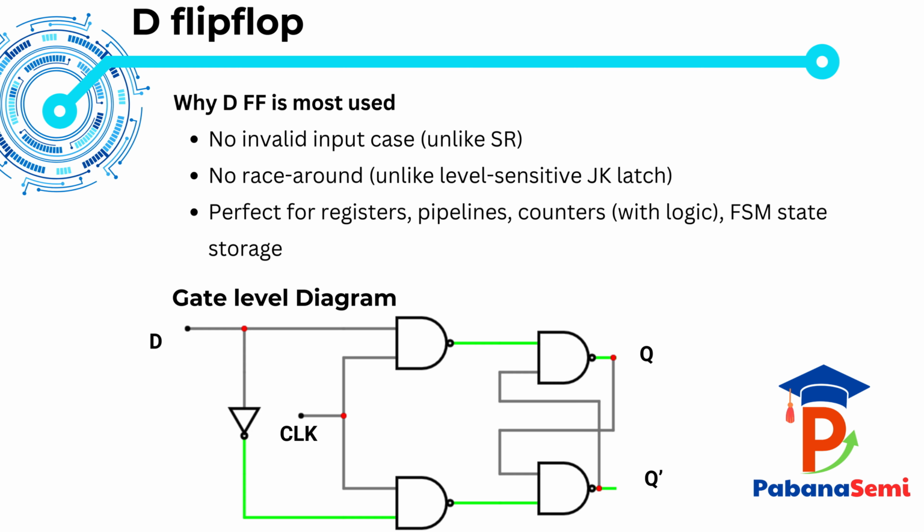Now look at the gate-level diagram shown below. Internally, it is built using gating logic and feedback to store one bit reliably. Even though the internal structure uses gates and feedback, the external behavior is simple. At each active clock edge, Q takes the value of D and holds it until the next edge. So the summary is: no invalid case, no race around, and very easy to use in synchronous digital systems. That's why the D flip-flop is the most widely used flip-flop.